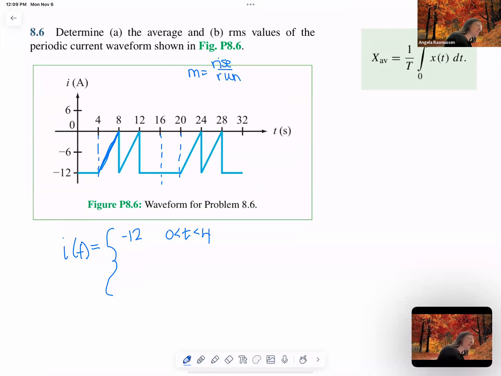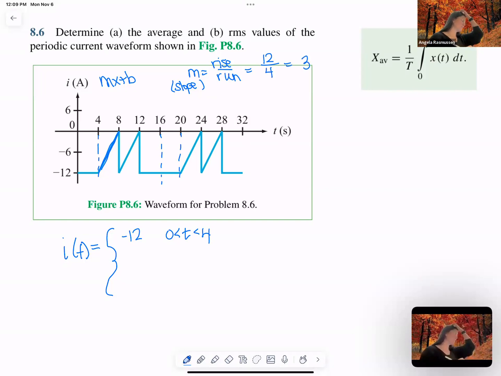So I'm using m as my slope, and the equation is usually mx plus b, where b is your intercept that you have usually on the y-axis. In this case, the rise goes up 12 and it goes over 4. So it has a positive slope because it's going up, so a +3.